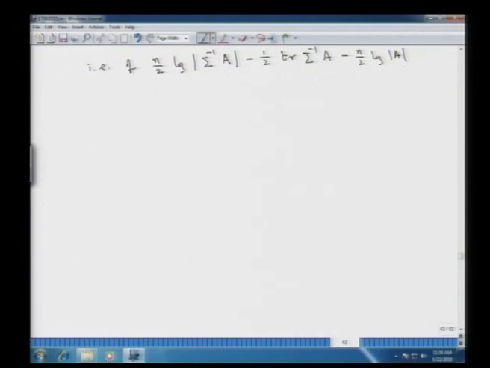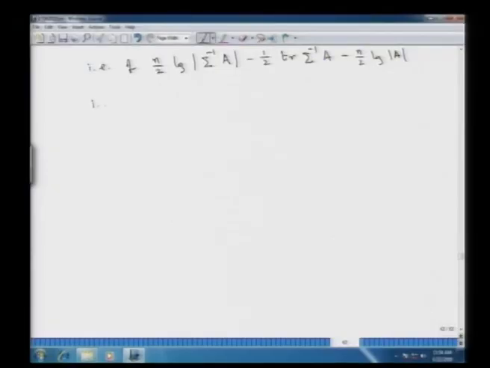Now, once again see that this particular term is independent of sigma, and if we are interested in finding the sigma which would maximize the likelihood star 2, that is not going to depend on this particular function, because it is independent of sigma. That is of n by 2 log determinant of sigma inverse A minus half trace of sigma inverse A, right. So, in order to find the maximum likelihood estimator of sigma, we can maximize this particular quantity with respect to sigma, and that would lead us to the maximum likelihood estimator.